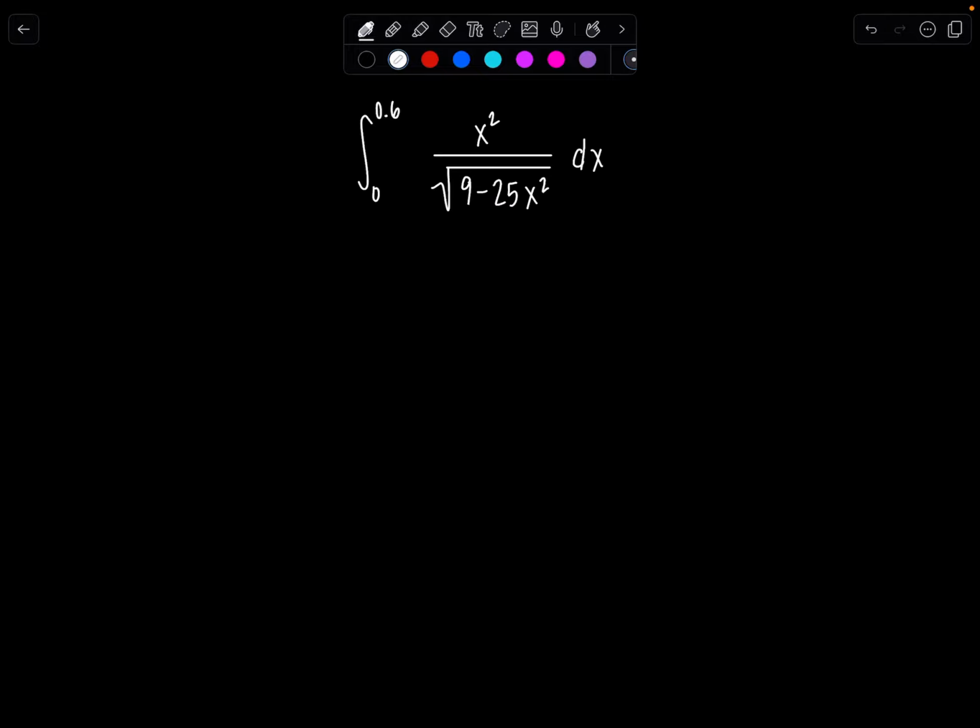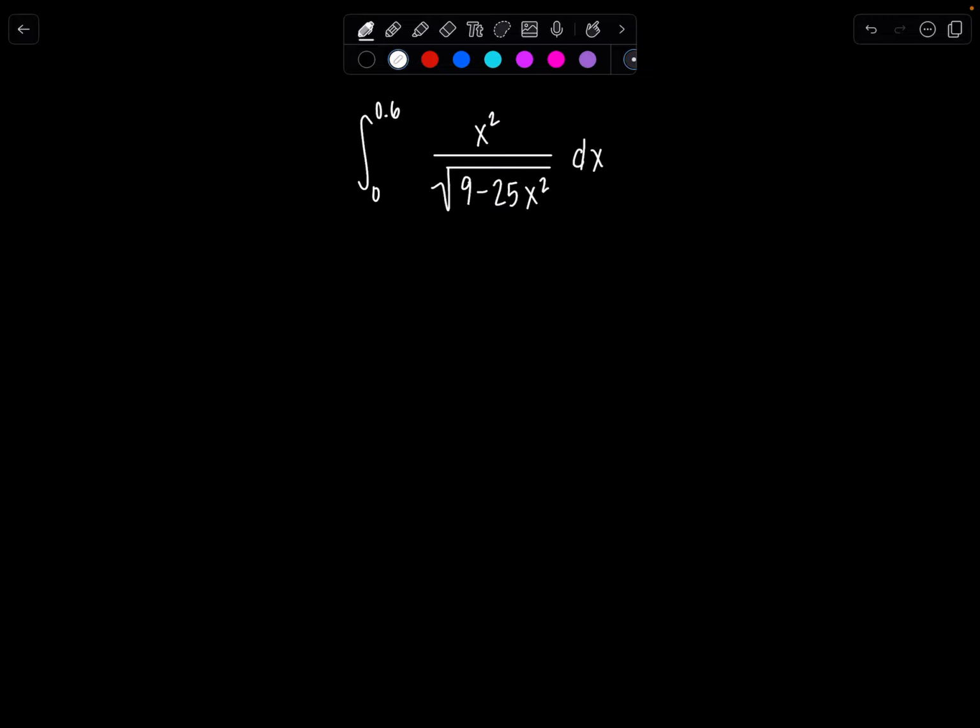Here's another integral of the day for everybody. And I wanted to practice trig sub since I know it's so challenging for a lot of students, especially when you have a definite integral and you have to change the limits of integration. So I wanted to get us some nice practice with these sorts of problems. So if you want to pause the video and try it on your own, go for it.